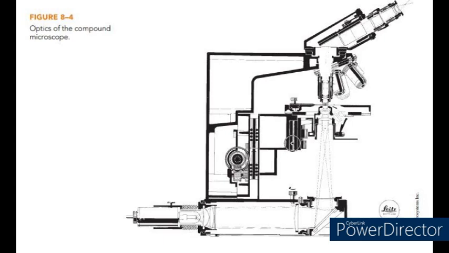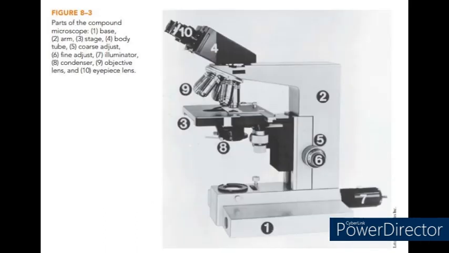Properties of a compound microscope. Each microscope lens is inscribed with a number specifying its magnifying power. The image viewed by the microscopist will have a total magnification equal to the product of the magnifying power of the objective and eyepiece lenses. For example, an eyepiece lens with a magnification of 10x used in combination with an objective lens of 10x gives you 100x, 10 times 10.